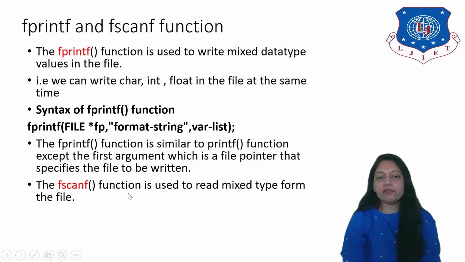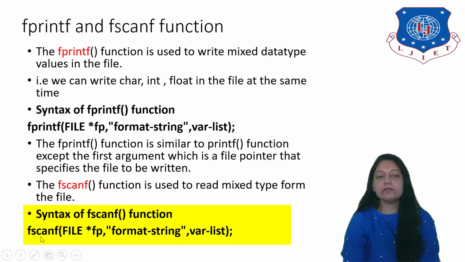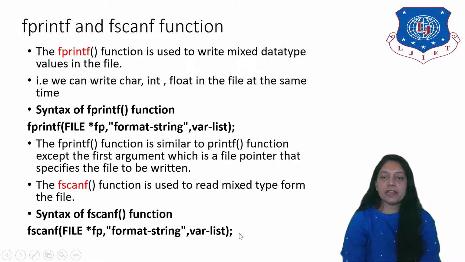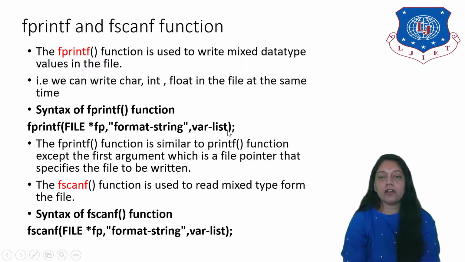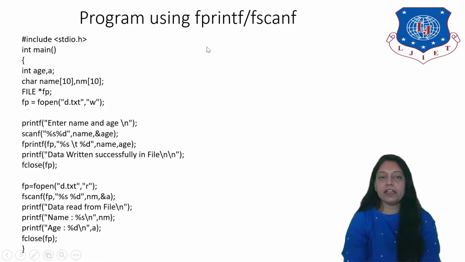Similarly, we have the fscanf function, which is used to read mixed data types from the file. The syntax of fscanf is again three arguments: file pointer, the format string and the variable list. Remember this: in fscanf, whenever you are reading integer, character or float values, always use ampersand before the name of the variable. While in case of fprintf, the ampersand or address-of operator is not required. But in fscanf, we compulsorily need to use ampersand before the names of the variables for integer, float or character data types.